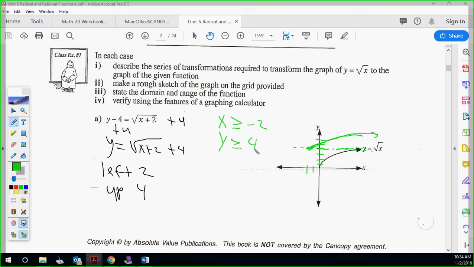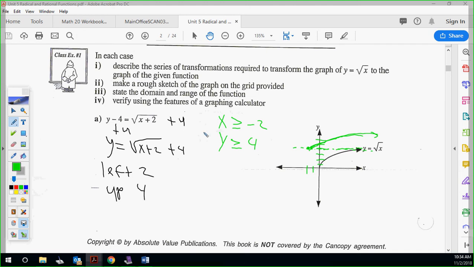Greater than or equal to 4. Nope, positive. You can see it in the picture, right? 4 is the lowest point, and it's growing from there. Okay, if you want to verify in the graph calculator, you can. Go for it. I'll pause the video, let you try that. Okay, make sure you're putting that in correctly.